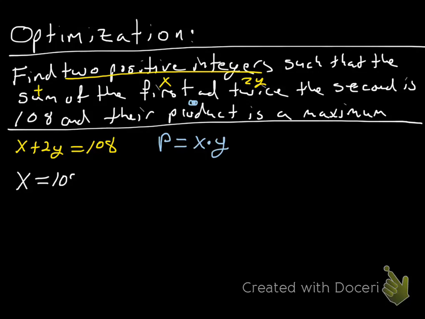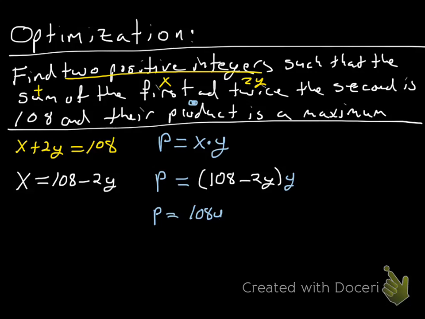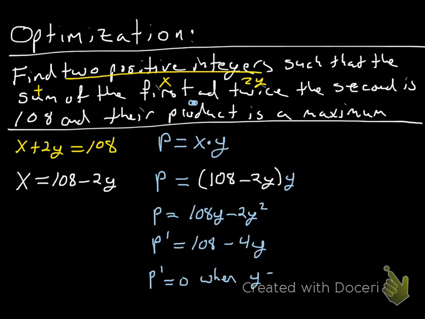So x is equal to 108 minus 2y. And we'll go ahead and plug that into the equation that I would like to maximize. And then I'll distribute, 108y minus 2y squared. That's going to be what my product function is. Now I'm going to go ahead and take the derivative, and then I'm going to set it equal to 0. Okay, and it's 0 when y is 108 over 4, or 27.